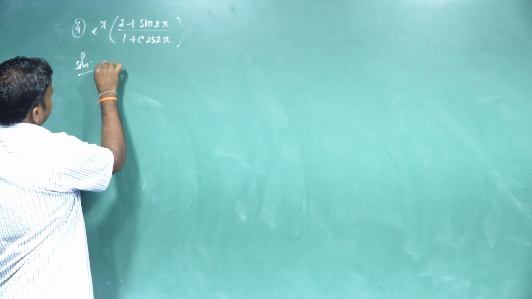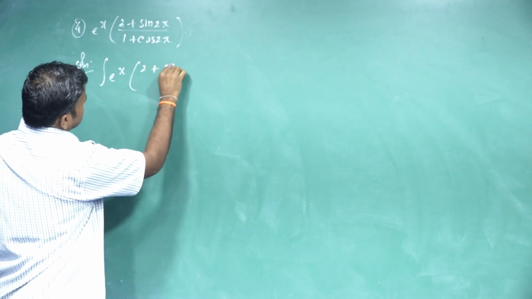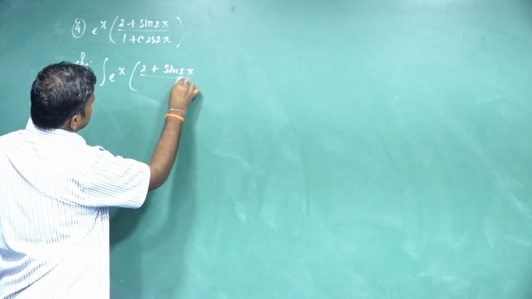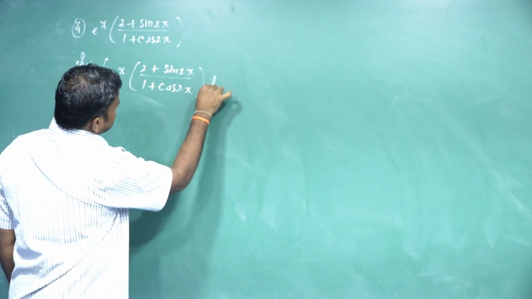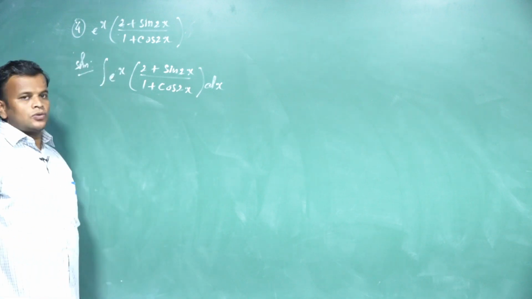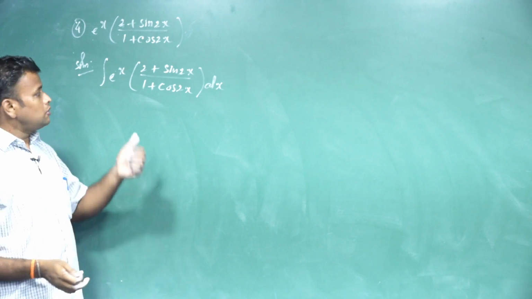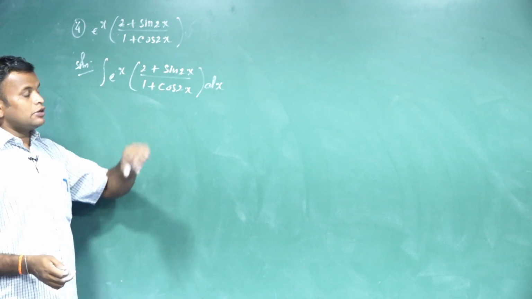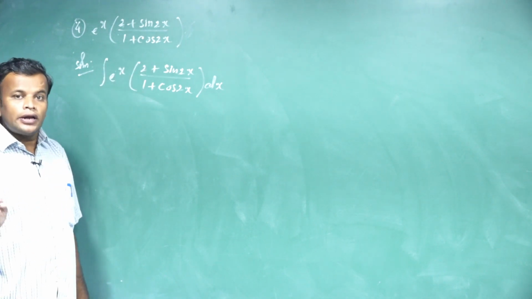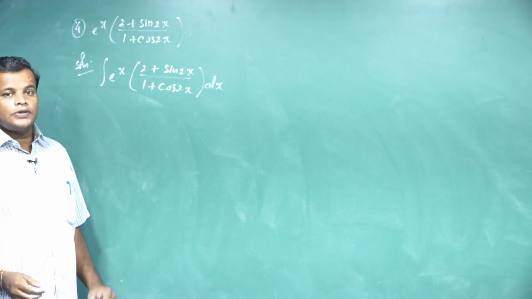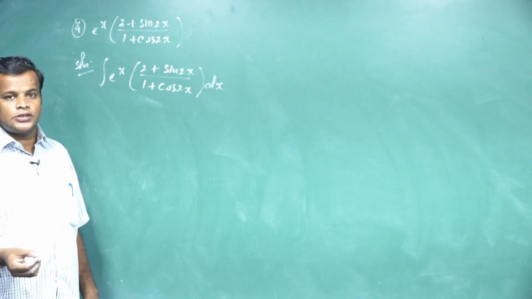Now we solve the problem. Integrating e power x of 2 plus sin 2x divided by 1 plus cos 2x into dx. The first step is to convert the given sum into the form e power x of f of x plus f dash of x into dx. You see, the numerator has 2 terms and the denominator also has 2 terms. Now we solve the given problem fully using trigonometry formulas.